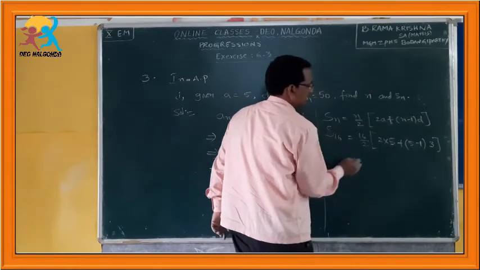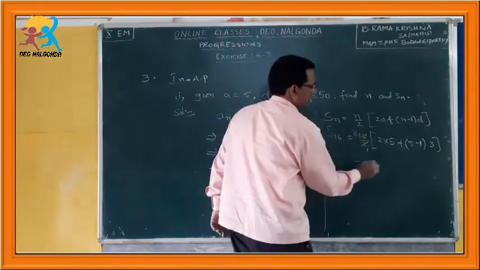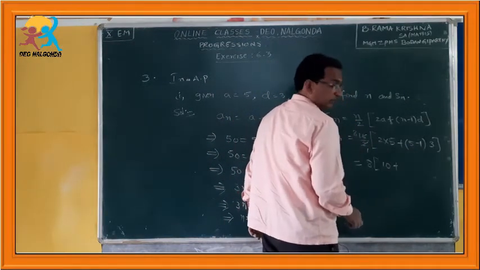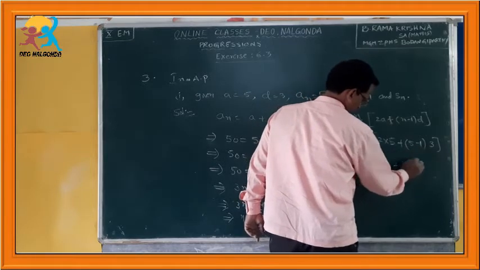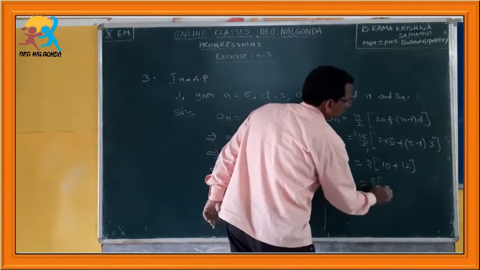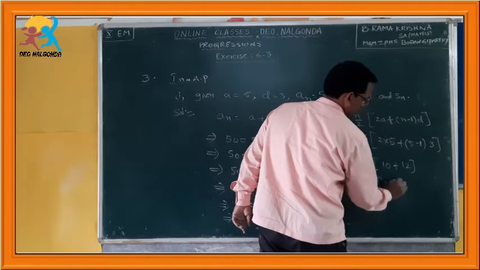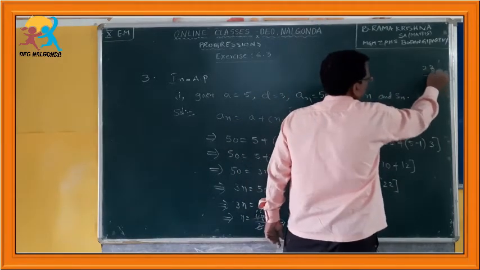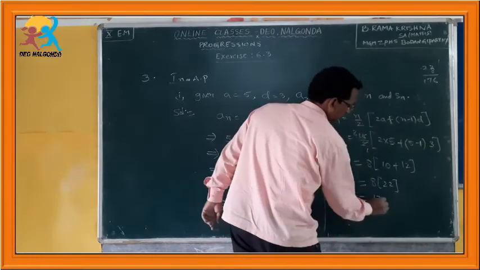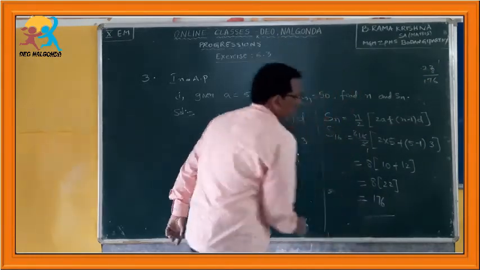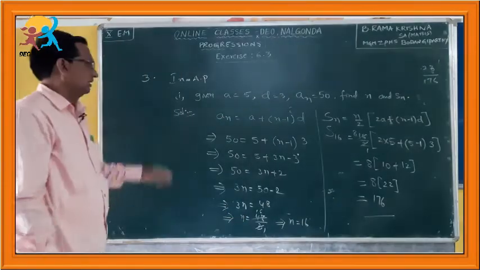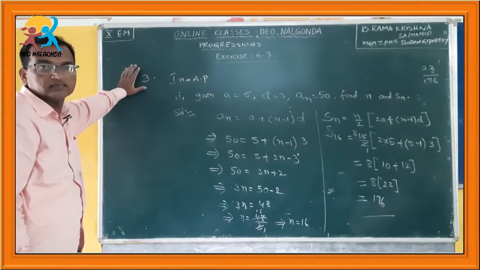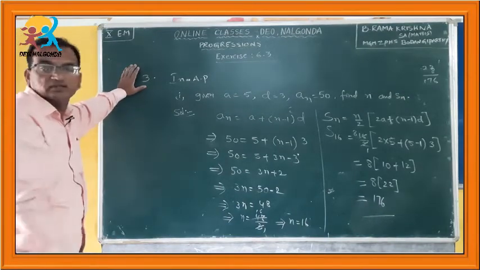So calculate: 2 ones are 2, 8 into 2 fives are 10, plus 5 minus 1 is 4, 4 into 3 is 12. So 8 into (10 plus 12, which is 22). If you multiply these, 8 twos are 16, 8 twos are 16, 17. So the sum of 16 terms is 176.